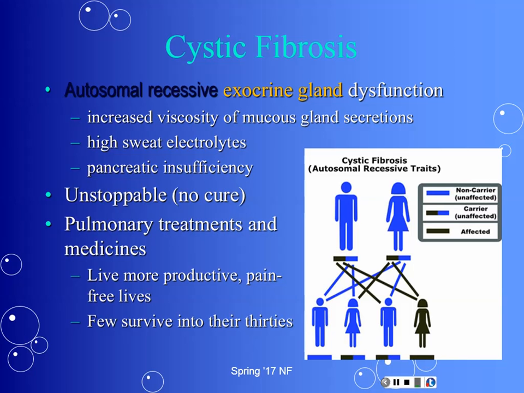Okay, cystic fibrosis. It's an autosomal recessive exocrine gland dysfunction. That is a mouthful. What does autosomal recessive mean? You have to have two, so both parents have to have the gene, okay? So mom can't say, oh, it's all dad's family's fault, or it's all mom's family's fault. No, you both did it. But you'll have families do that because they don't understand what it is.